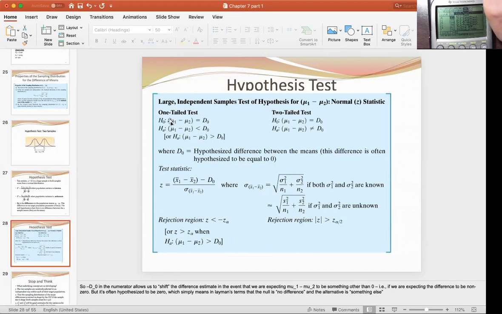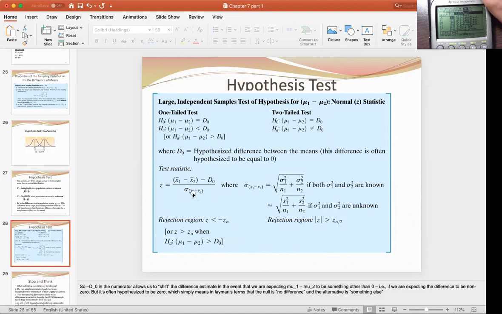So if we're looking at the one-tailed test, notice that you can have the difference in the mu's be equal to D naught, or you can have it be less than or greater than D naught for the alternative. For the 2-tailed version, that is what is getting changed into the not equal to. And this is all structured exactly like it was for single sample.